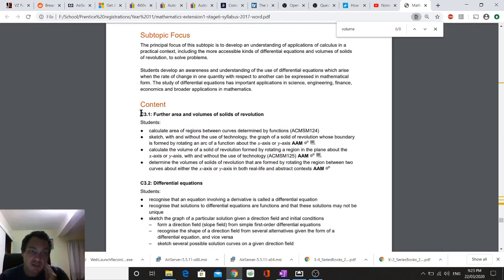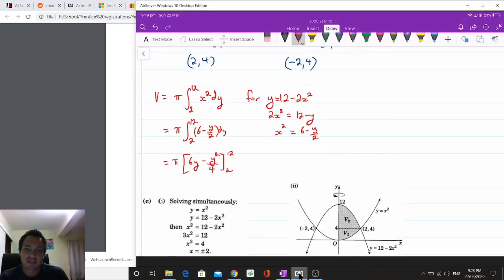And today we're looking at C3.1, further area of volumes of revolutions. And pretty much we need to look at rotating all different functions, including regions between two curves about both the x or the y-axis.